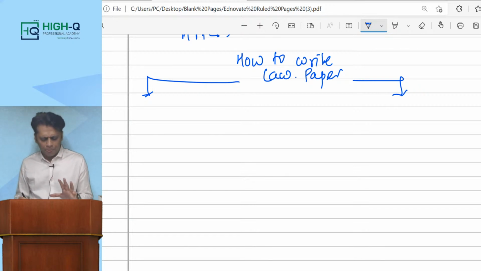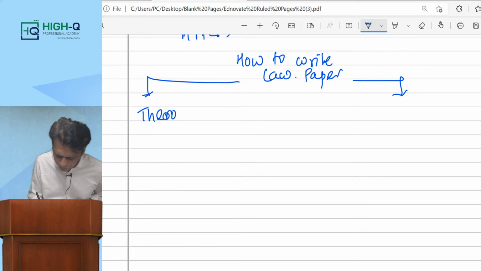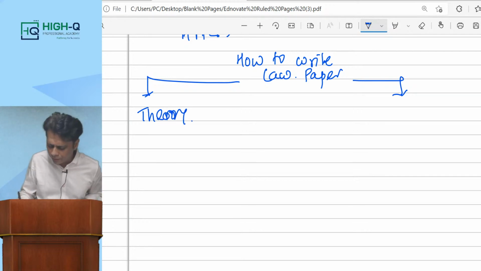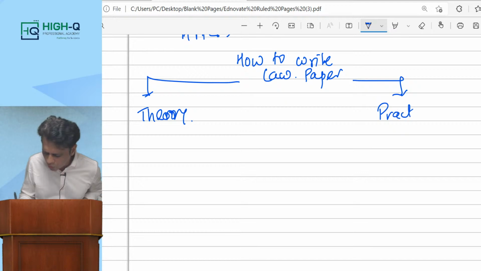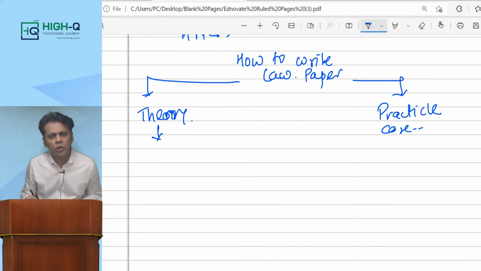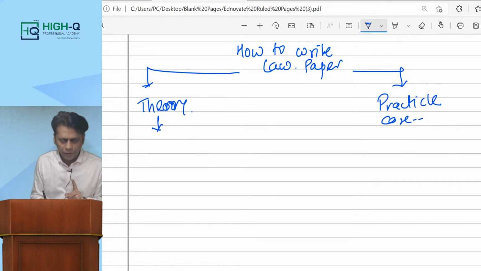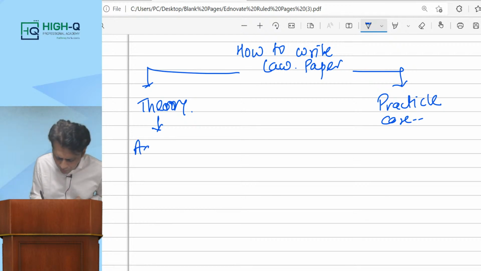We can divide all the questions into 2 parts. One is a theory, or you can say the direct question, and the other is a practical question, or you can say a case study type question. Now first of all, how to attempt a theoretical question? First thing, you write the provision. You will always start with the provision, that is, according to section.